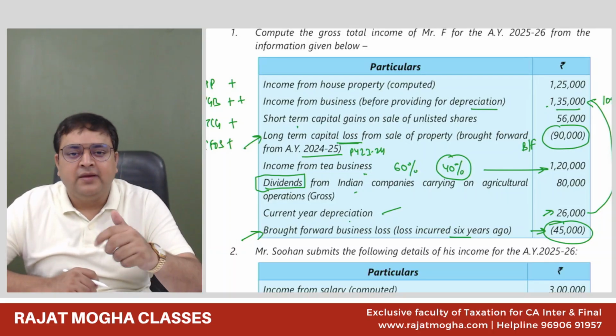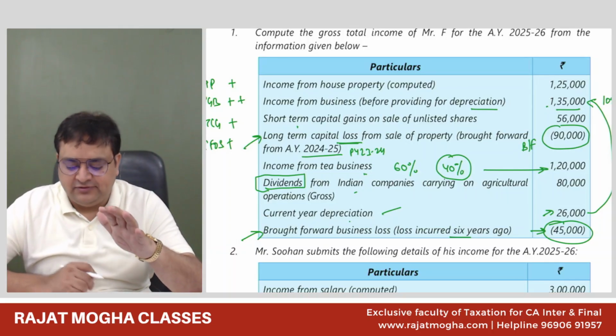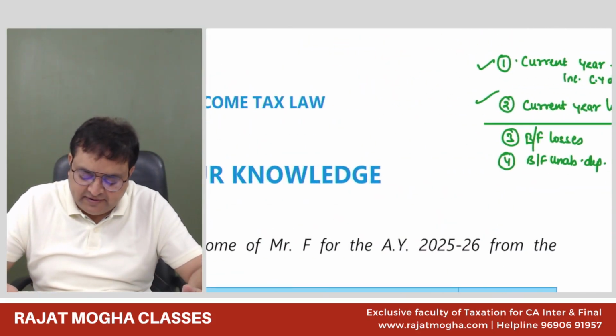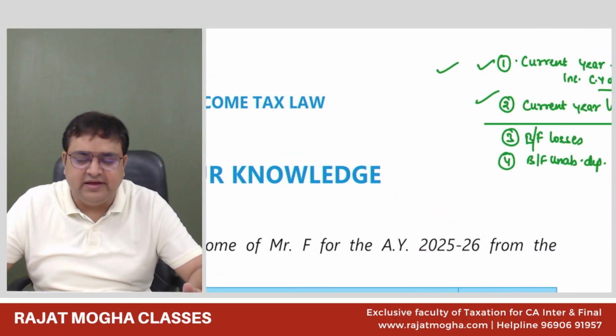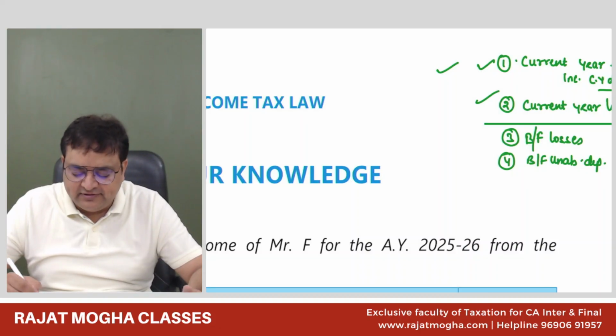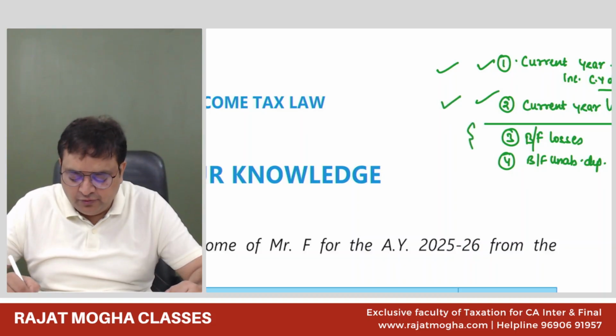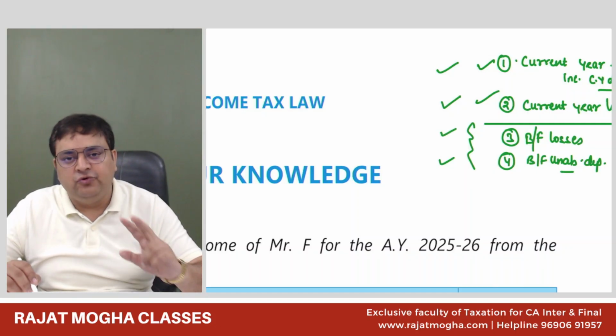First of all, we don't have any current year losses. So we are done with these two parts. We have taken care of current year expenses or current year depreciation. Current year losses, we don't have. Now we will go to our brought forward losses. We don't have any unabsorbed depreciation over here. That's okay. So brought forward losses, we have two losses.